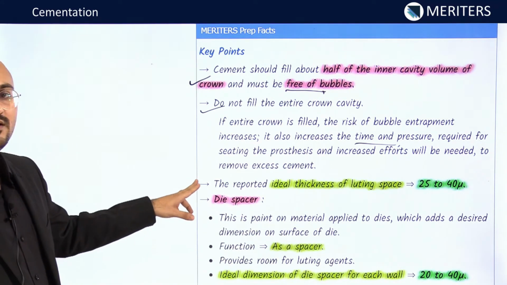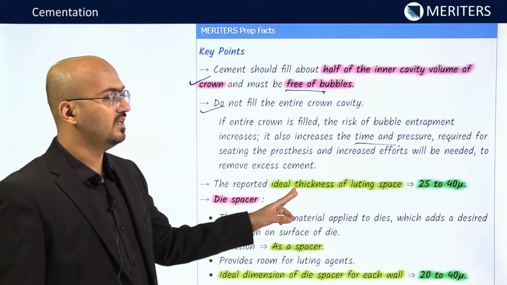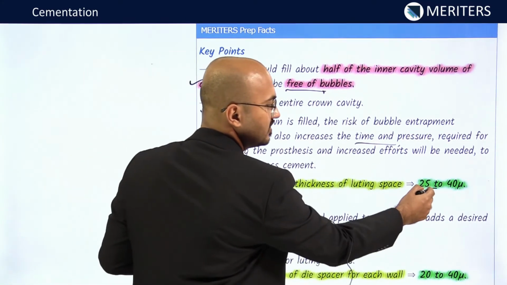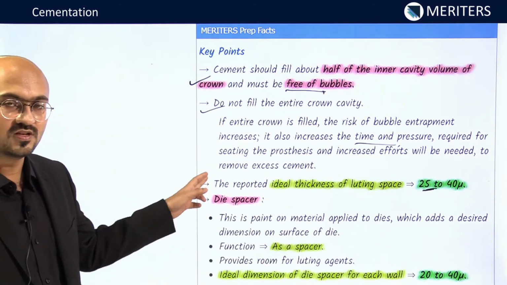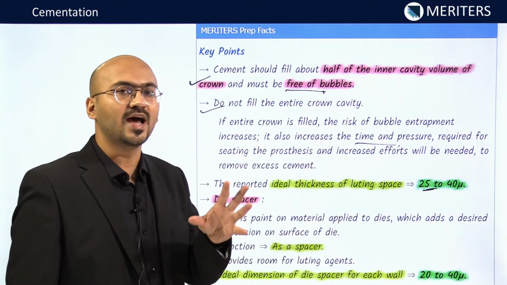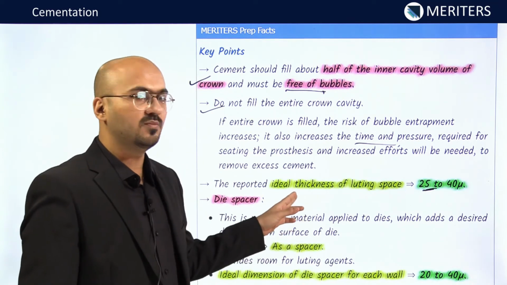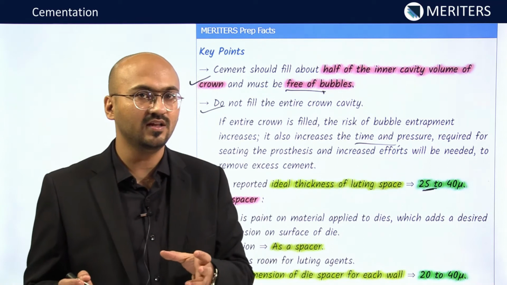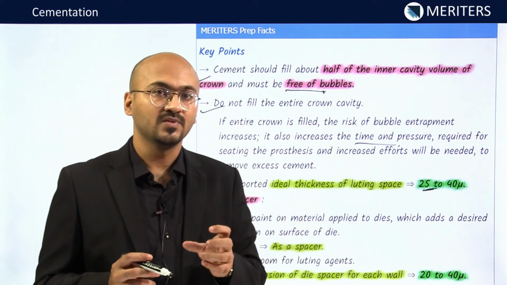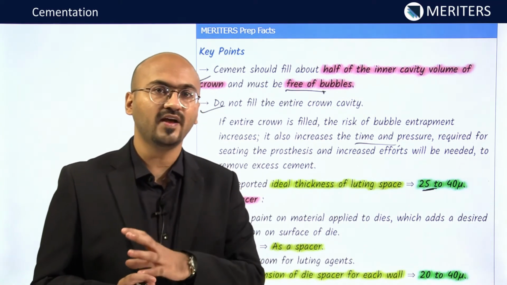The reported ideal thickness of luting agent is around 25 to 40 microns. So this is the reported luting agent thickness, 25 microns to 40 microns. So subsequently you will provide a die spacer equal to that amount. What is a die spacer? A die spacer is an application of nail polish like material that is applied on the die. It is going to provide space for your final cement.